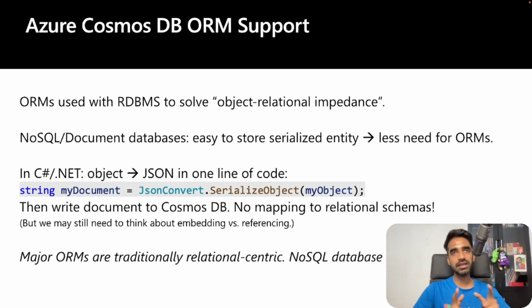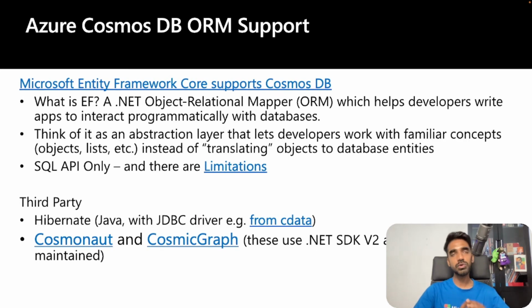One important thing about ORMs is that the majority of them are traditionally relational database centric. So most of the ORMs for NoSQL databases have very limited support. This is something you need to think about before using ORMs with Cosmos DB. Also, Entity Framework Core does support Cosmos DB, but it is limited to the Core SQL API. That is another thing to remember. There are also fairly specific limitations which we have added in the documentation. So it's always better to go through the limitations before you start building your application using Entity Framework Core.